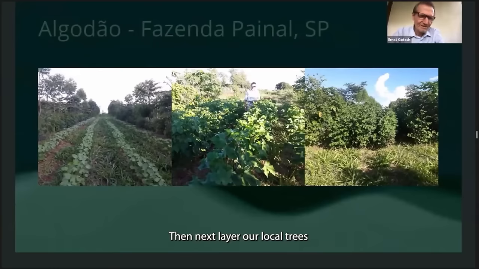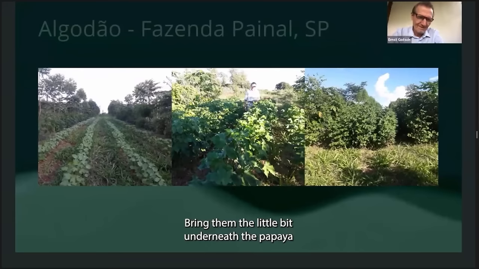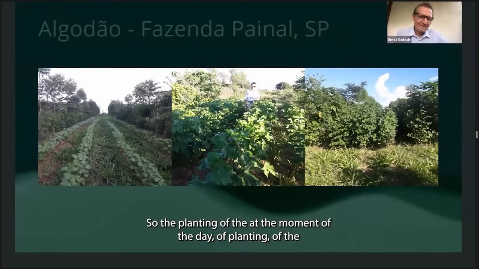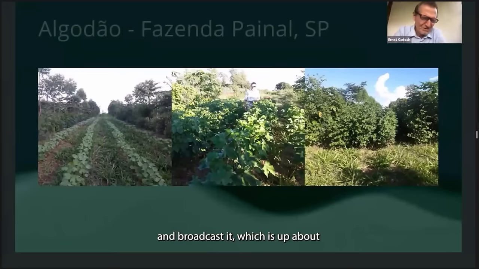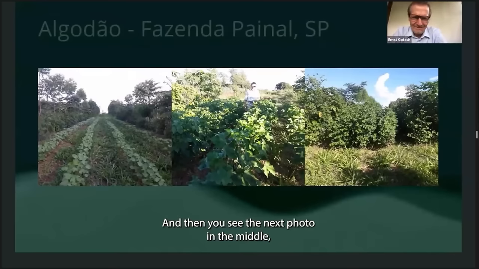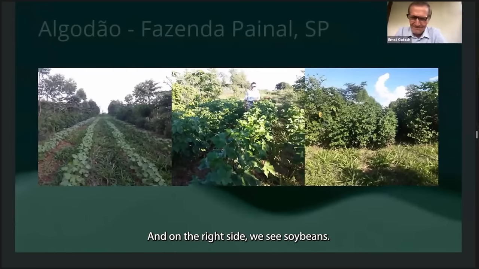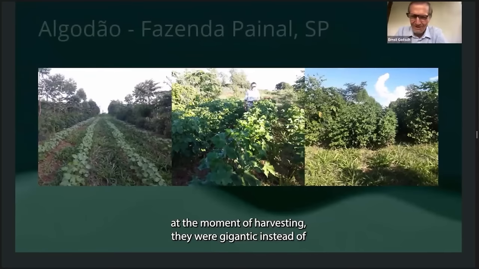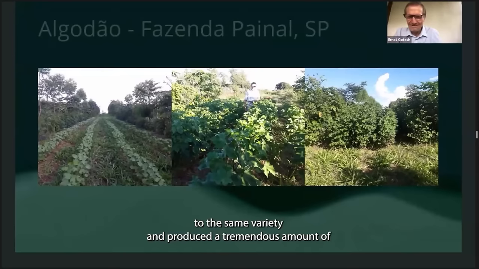Coffee is not being submitted to the topping. Local species, we topped the fastest growing ones, bringing them a little bit underneath the papaya, because we like to harvest the papaya, and then the eucalyptus. At the day of planting of the introduction of this cotton, we topped, and the shredded organic matter was broadcasted, about 5 centimeters of organic matter. Then you see the next photo in the middle, the same cotton growing with the trees on the side. And on the right side, we see soybeans, also in the same context, trees on the side. At the moment of harvesting, they were gigantic. Instead of growing 50 centimeters high, they went to 1 meter 20, the same variety, and produced a tremendous amount of seeds.